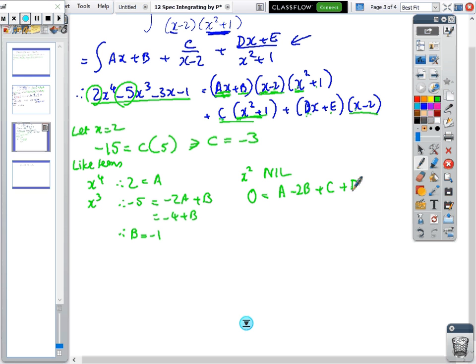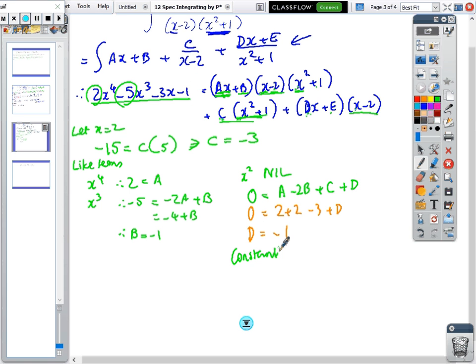And we know these numbers already, so 0 equals a is 2, minus 2 times minus 1 is plus 2, c is minus 3, plus d, so d equals minus 1. 4 minus 3 is 1. Yep, that's right. Now to get the last one, we'll look at the constant.